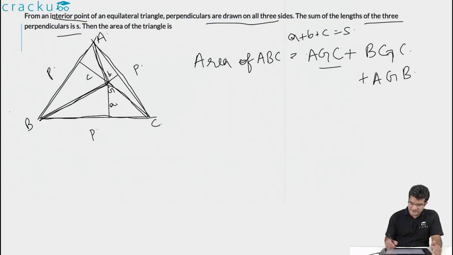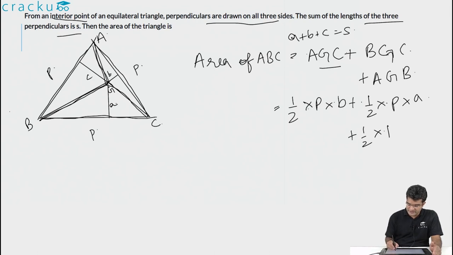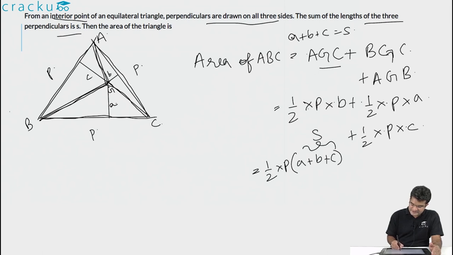Now what is the area of AGC? It is equal to half into base into height. The base of AGC is the length AC, which is equal to P, and the height is equal to B. Similarly, BGC is equal to half into the base BC, which is also equal to P, into the height, which is equal to A. And the area of AGB is equal to half into AB, which is also equal to P, into the height, which is equal to C. Or the area of triangle ABC is equal to half into P into A plus B plus C. This is equal to S. This is equal to P into S divided by 2.